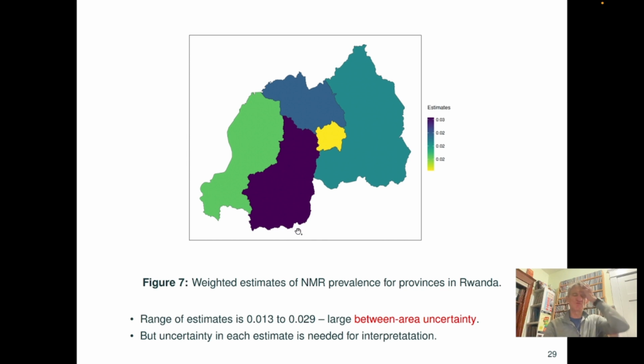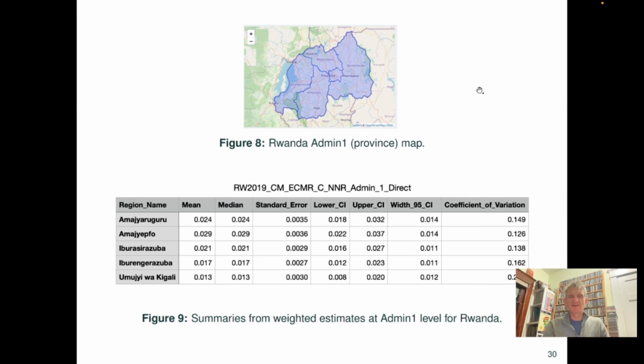So there's large between area uncertainty, and there's uncertainty within areas, and between areas there's large variation in the rates. But we need to calibrate these numbers by the measure of uncertainty. So here, again, there's our map with the names on them. This is a screenshot from the Shiny app.